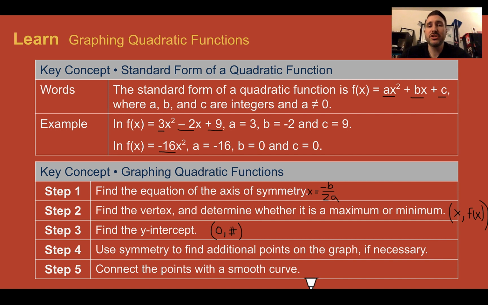Next, we're going to use our axis of symmetry to know that we have symmetrical points on each side. So if a point is a certain distance away from it on one side, we can make another point the same distance on the other side. And then last, we will make our points into a graph by connecting them with a smooth curve.